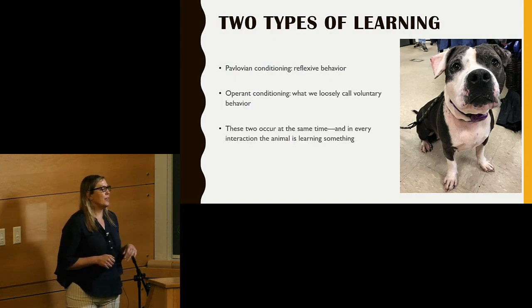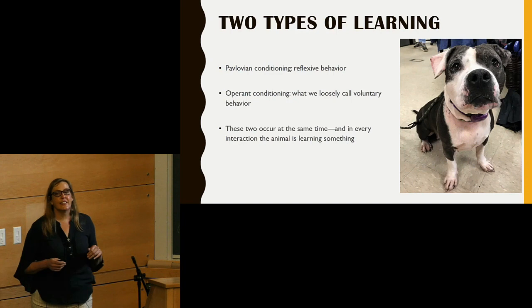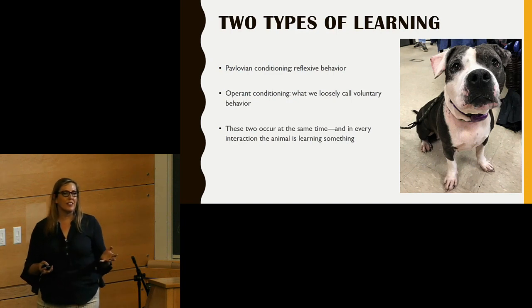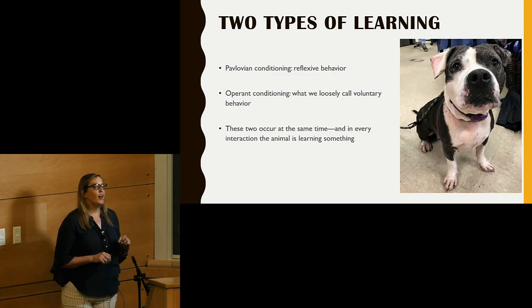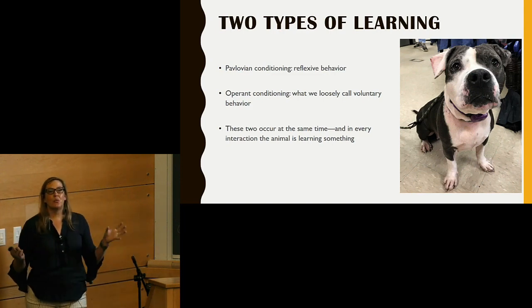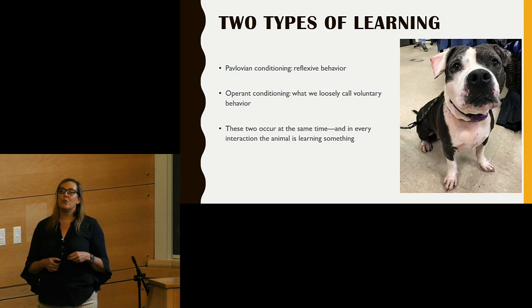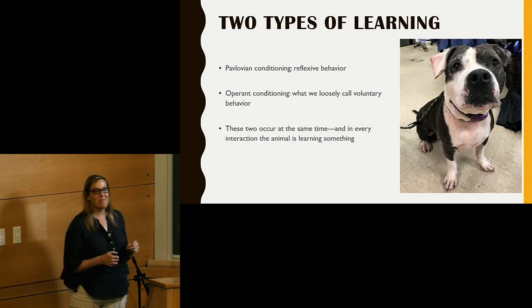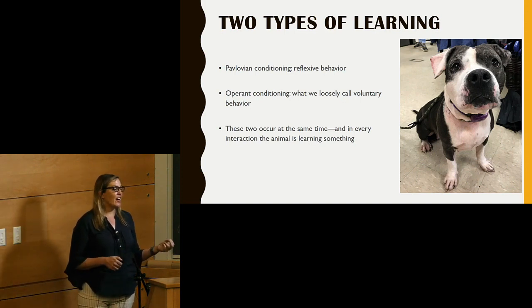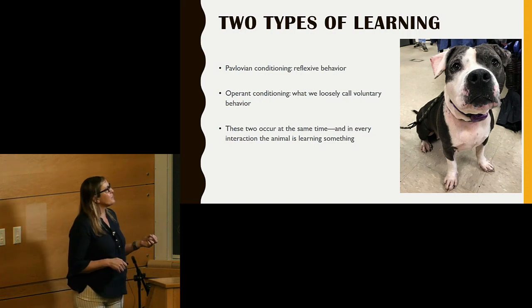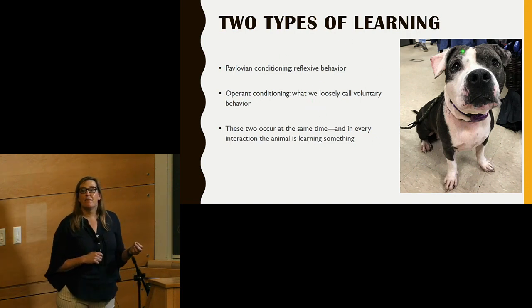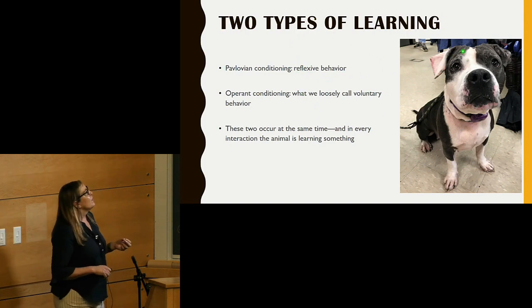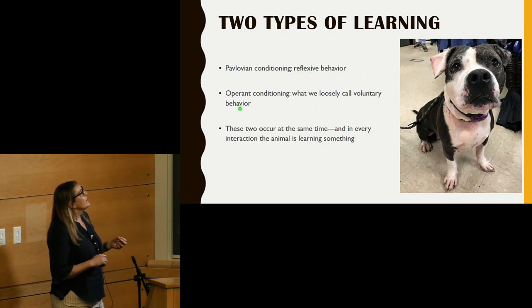We'll also take a look at operant conditioning, what we loosely call voluntary behavior. You've probably heard that term before. It's non-technical, but it gives you a sense of what we're looking at. Although we're going to talk about these two separately, we'll kind of combine them at the end because these two occur all the time at the same time, even though we divide them up. And oftentimes the choices that I make about operant conditioning are based on the side effects that I'm going to get from Pavlovian conditioning.